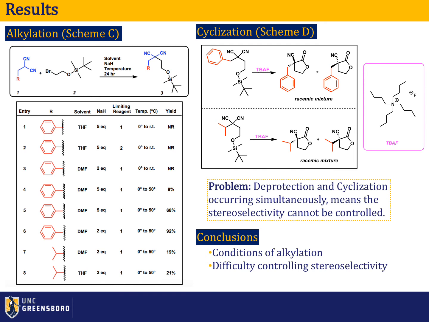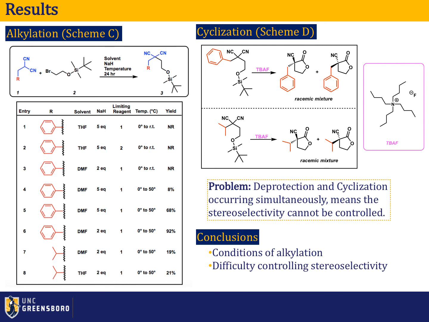The final steps in the reaction are removal of the protecting group and then cyclization, shown in Scheme D. Currently, these steps are happening simultaneously. While it might seem beneficial to have less steps, it means we cannot control which asymmetric molecule is formed. We end up getting a 50-50 mixture of both.